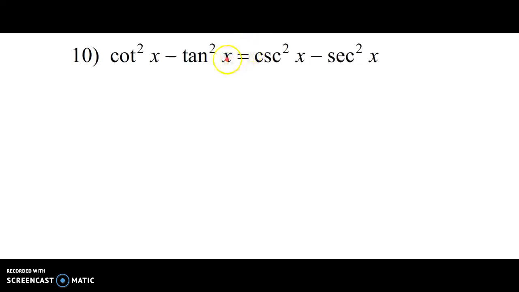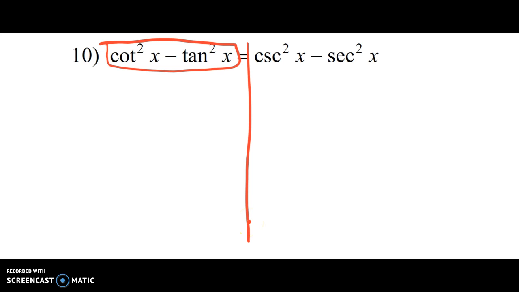For number 10 on the review, we want to manipulate the left side to look like the right side. I'm just going to draw a line so we can separate the two. So we want to look at, okay, well, cotangent squared. You can look at your identities and see that cotangent squared is really cosecant squared minus 1. That's a Pythagorean identity.